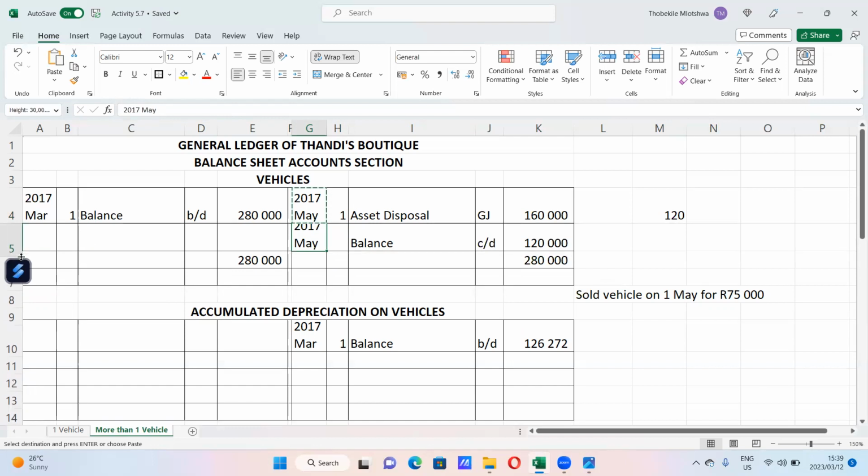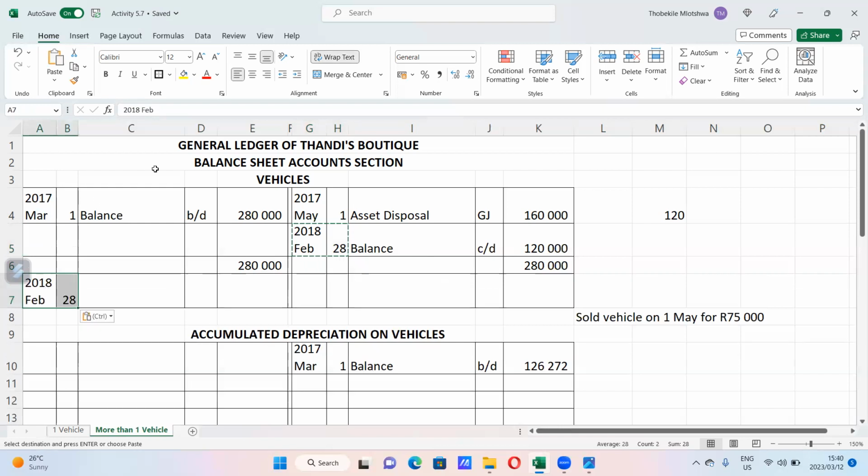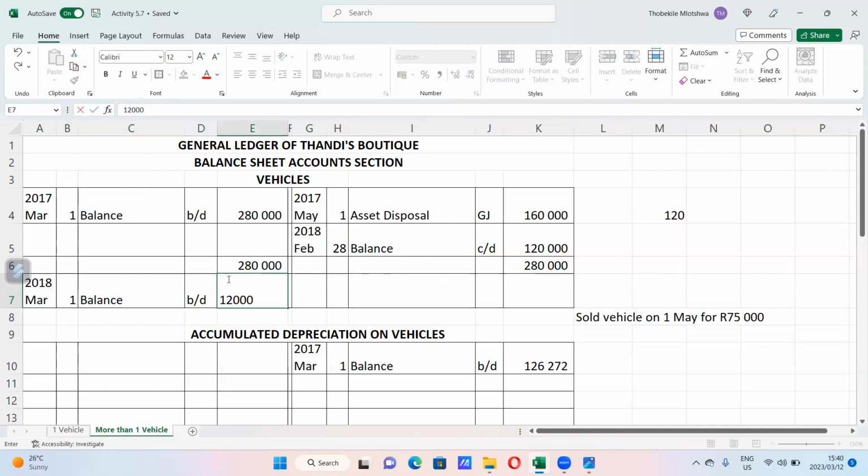So we are going to say 2018 February, when the year ends, if nothing else was sold, February 28, we are going to have a balance of this. And then this one will be brought down to the following year, which is going to be March 1, 2018. 2018 March 1 will be balance brought down of 120. So as you can see, let me do it the right way.